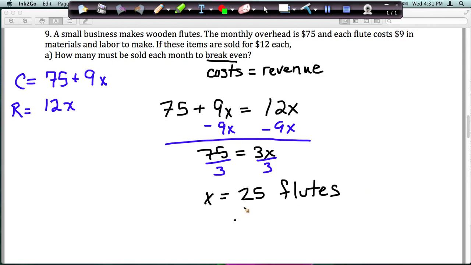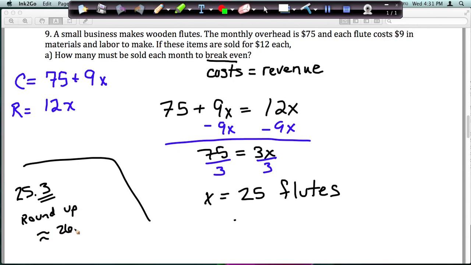Now be careful, if I had gotten a decimal answer, let's say 25.3, you can't make 0.3 of a flute. So for example, let's just do this off to the side. If we had gotten, which we did not, 25.3, you can't make 0.3 of a flute. So you would have to round up and say approximately 26 flutes. Okay. And then you would break even.